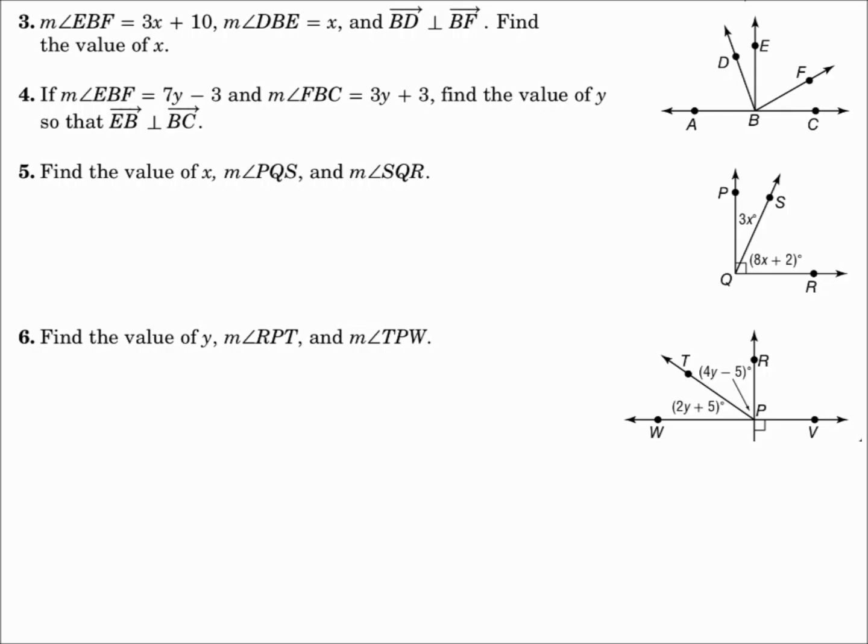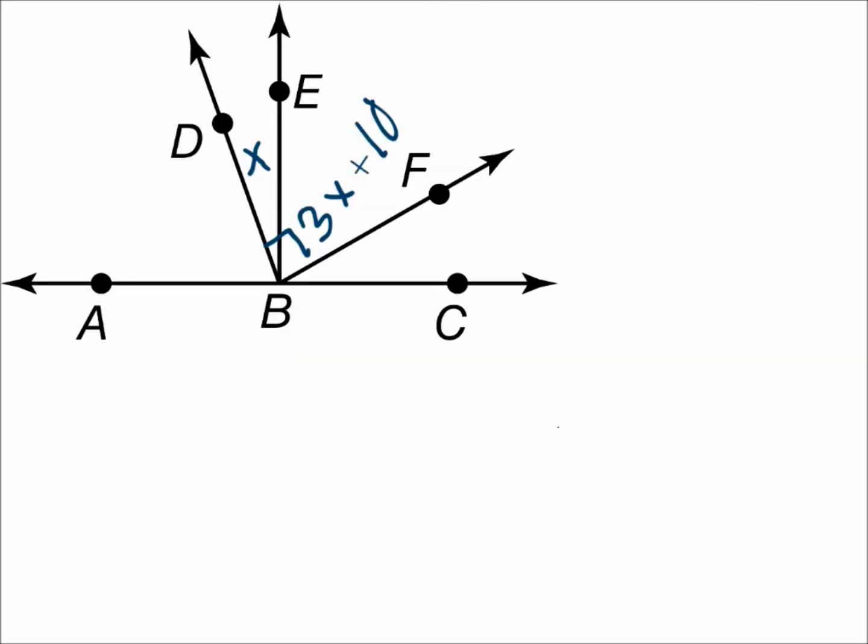Number 3, the measure of angle EBF is 3x plus 10, and the measure of angle DBE is x. And ray BD is perpendicular to ray BF. Find the value of x. Well, what we have here is two lines that are perpendicular and two angles that form that full amount, so these two angles have to add up to 90. X plus 3x plus 10 has to equal 90, because these two angles together add up to the right angle.